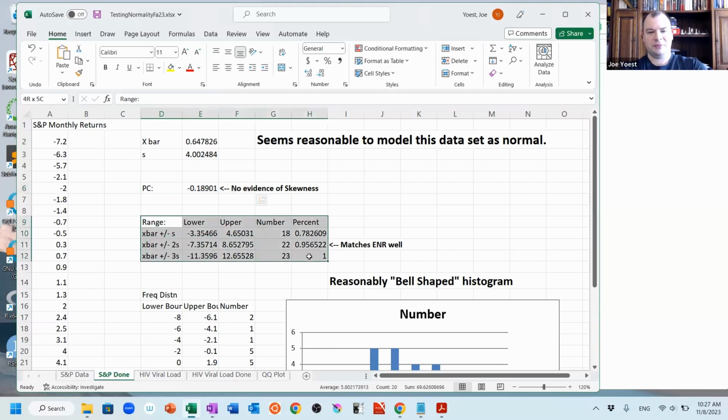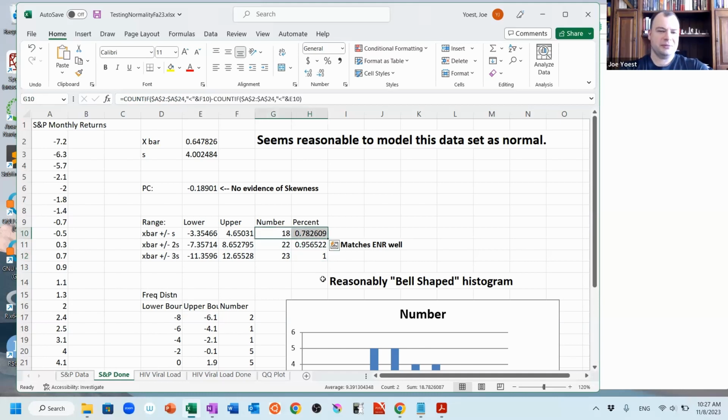We looked at the adherence to the empirical normal rule, and we saw 95% of our data points were within 2 standard deviations of the mean, right smack on what we'd expect. 100%, 23 out of 23 were within 3 standard deviations. Again, good adherence to what we'd expect. In a sample of only size 23, we wouldn't expect to see any 3 sigma events. If we saw 1, we'd be a little suspicious. If we saw 2, we probably would toss any idea of normality at that point.